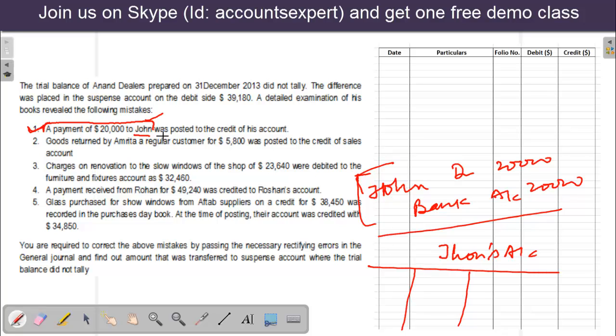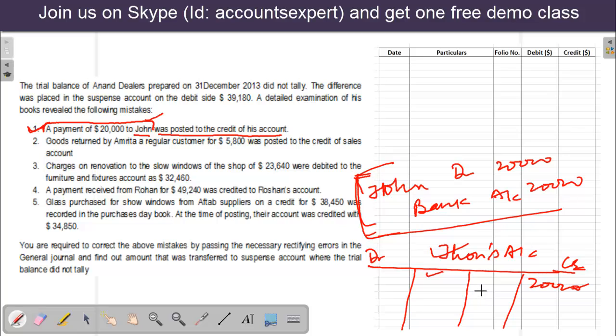But what we did was post it to the credit of his account. Instead of making the posting on the debit side, we posted 20,000 on the credit side. This is the correct entry. When we make a payment to John, we pass this entry, and according to it the posting in John's account should be on the debit side, but we made the posting on the credit side, the wrong side. The account is correct, the amount is also correct, but the side is incorrect. Got it?